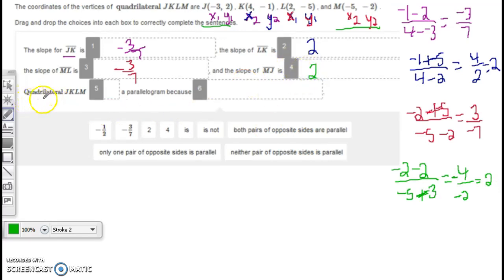All right, so the quadrilateral either is or is not a parallelogram. Well, in this case, we have opposite sides parallel, so this one is a parallelogram because both pairs of opposite sides are parallel.